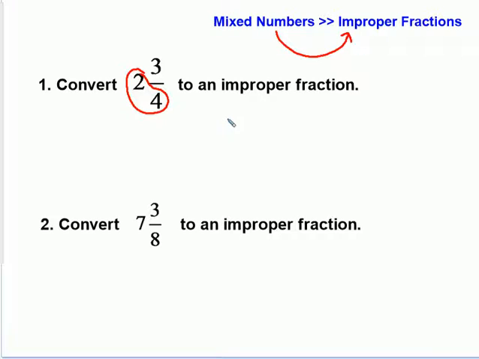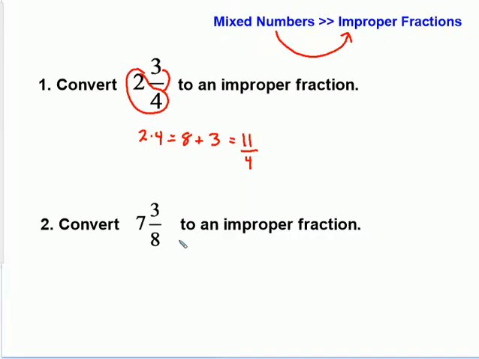That gives us 2 times 4, which is 8, and then we add the 3. So 2 times 4 is 8, and then we add the 3. So if we have 2 whole pizzas, and each pizza has 4 pieces, then we have 8 pieces of pizza. Then we have another 3 pieces of a 4-piece pizza, which will give us a total of 11. 11 pieces of a 4-piece pizza.